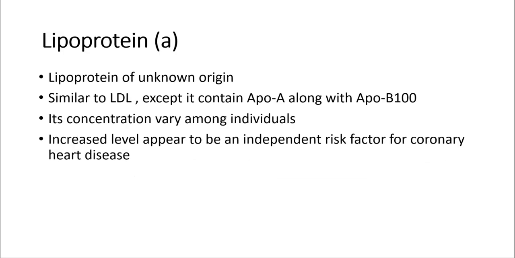Okay. Next, one more lipoprotein. It is known as lipoprotein A, lipoprotein of unknown origin. It's similar to LDL except it contains an additional apolipoprotein, ApoA, along with ApoB100. Its concentration varies among individuals. Increased level appears to be an independent risk factor for coronary heart disease. In case of coronary heart disease, we can see this lipoprotein A.